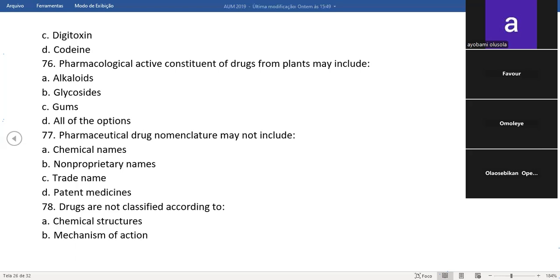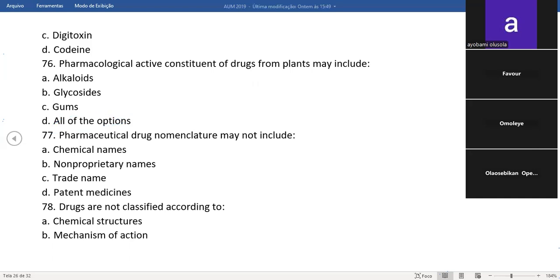All of the options. They can be alkaloids, okay? They can be glycosides. Take for instance, for glycosides, we have digoxin, okay? For alkaloids, we have several alkaloids. Nicotine is an alkaloid. Nicotine, morphine, there are quite a number of them. All right, so all of the above is our answer.